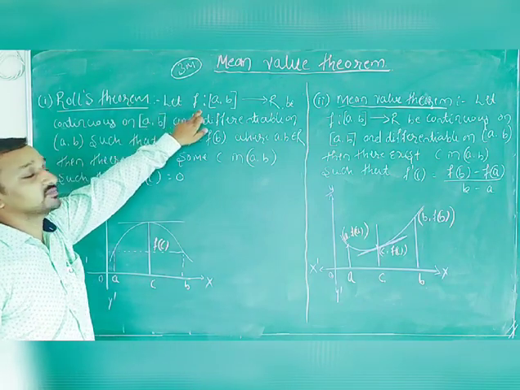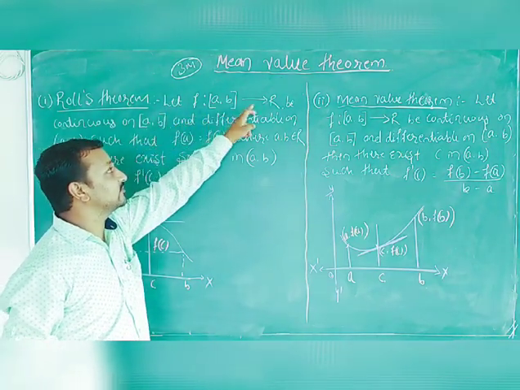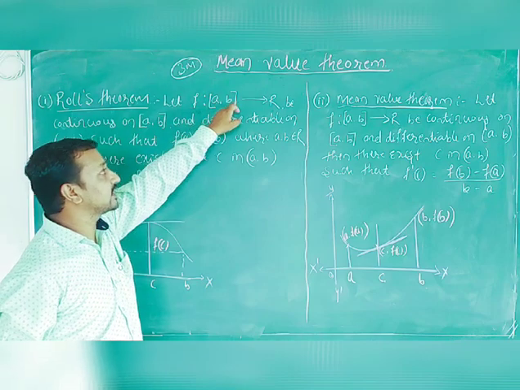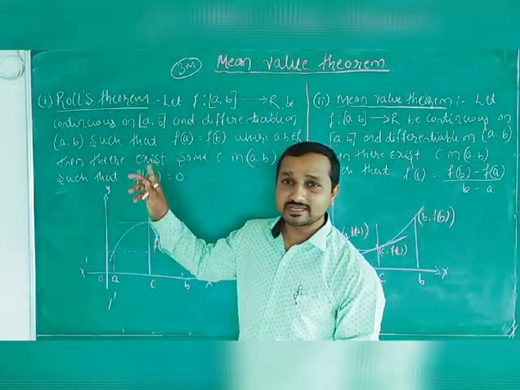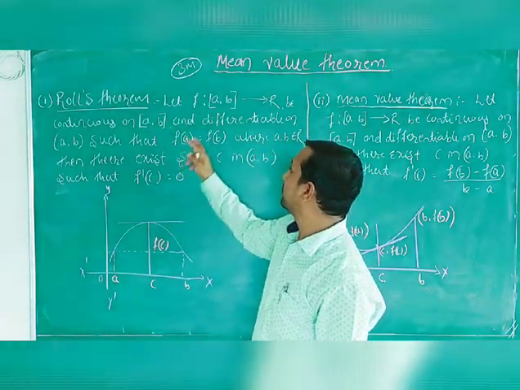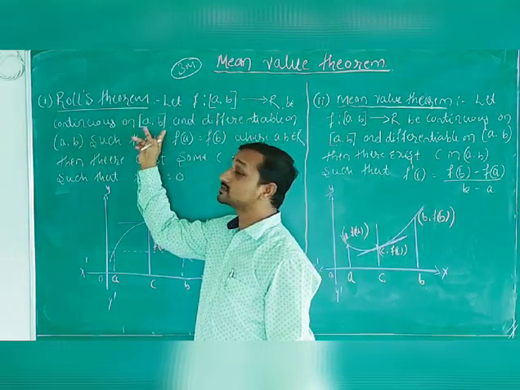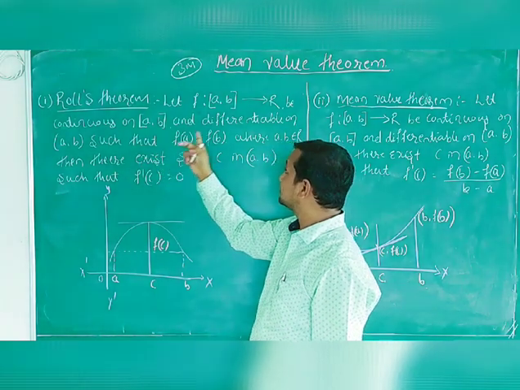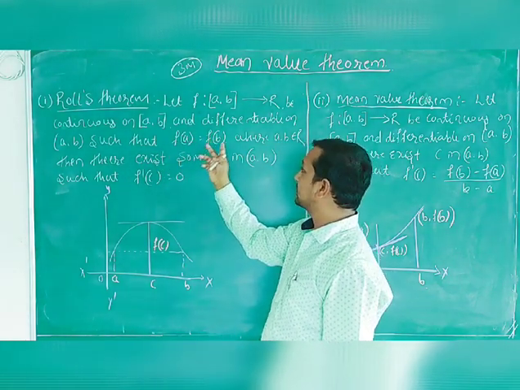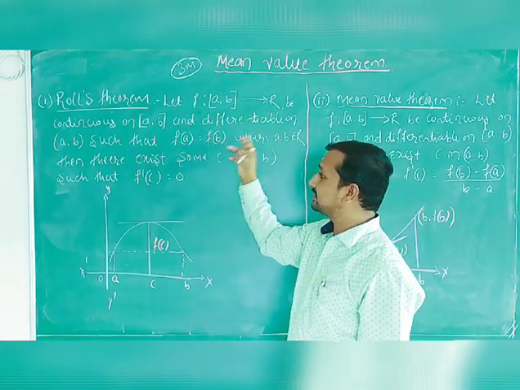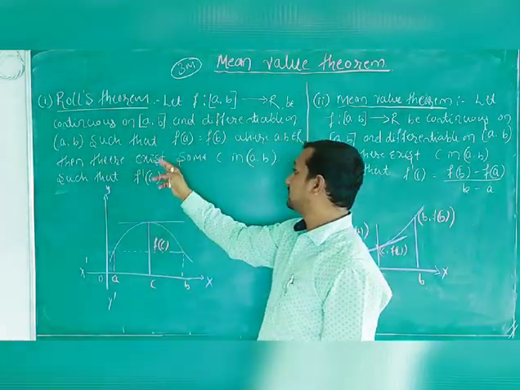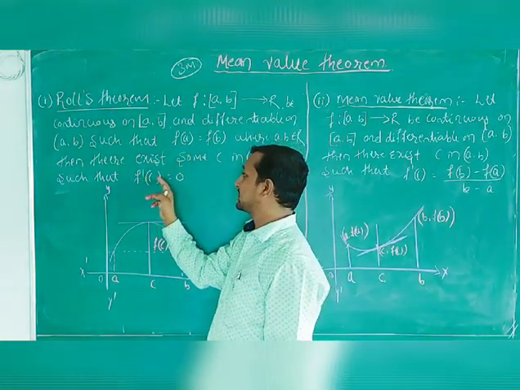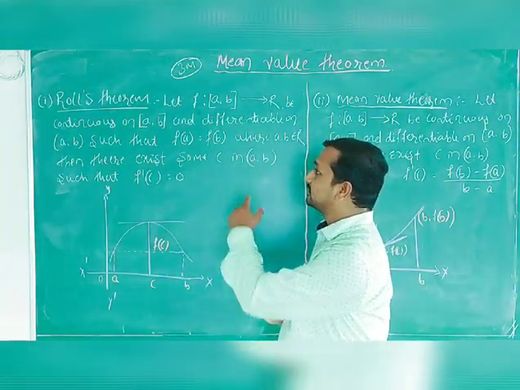Let f be a function from the closed interval [a, b] to R, where R is the real numbers. The function is continuous on the closed interval [a, b] and differentiable on the open interval (a, b), such that f(a) is equal to f(b), where a and b belong to R. Then there exists some c in the open interval (a, b) such that f'(c) is equal to 0. This is the statement of Rolle's theorem.